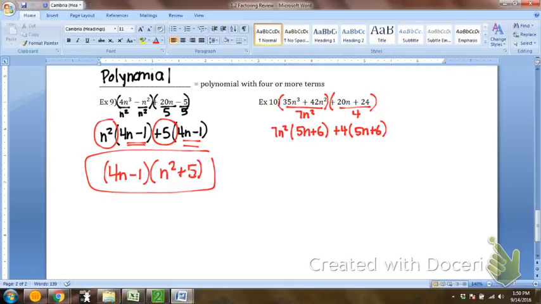Cynthia, what do we have in common? What do we write first? 5n plus 6. Does it really matter which parenthesis comes first? No. Chelsea, what's my second parenthesis? 7n squared plus 4. Raise your hand if this is what you have on your paper. Excellent. Most of you are there. Does anyone have any questions? No? You feeling okay? All right.